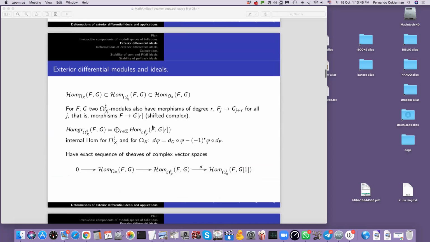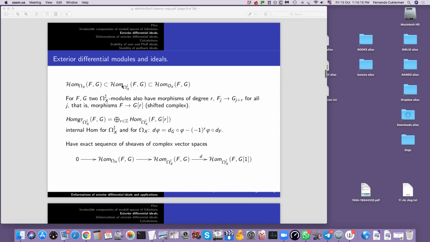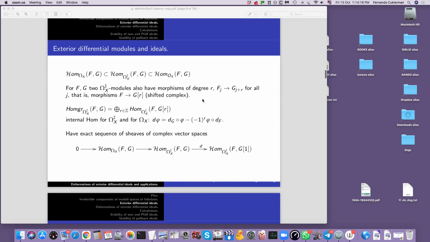Okay, so according to our definitions, we have these inclusions of the homs. Okay, these are all linear. These are the ones that respect the action of... oh, sorry, no, I think this is not okay. No, forget this. This is not okay. I don't need this, but let me just skip that.